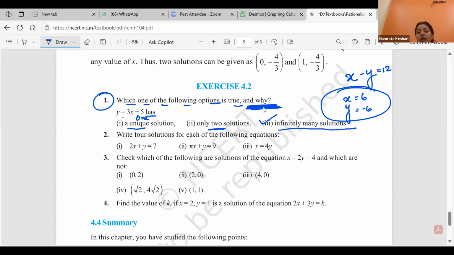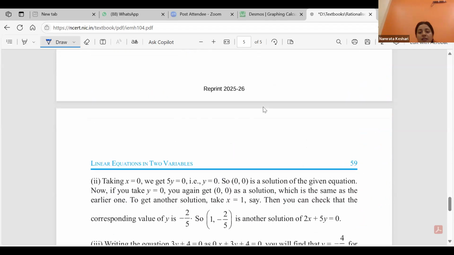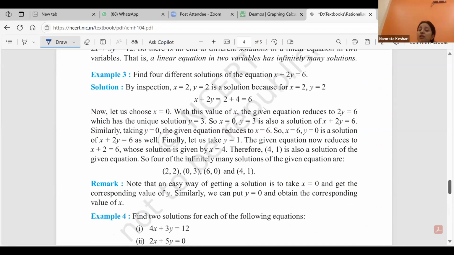Even though we are not able to solve the equation, we are still understanding that so many possibilities are there in a linear equation in two variables. In a linear equation in one variable, which you did in class 8, you were getting only one x value because only one was possible there.